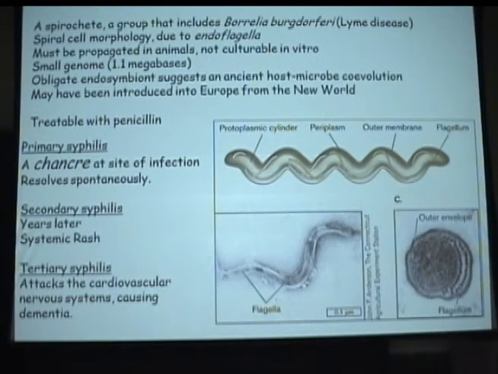Pallid, pale yellow. Treponema, twisted thread. It is a spirochete. That group also includes Borrelia burgdorferi, which causes Lyme disease. They have this spiral morphology, and it's odd. They have a periplasm. They have an inner and outer membrane, and between the two membranes, this is a cross section.